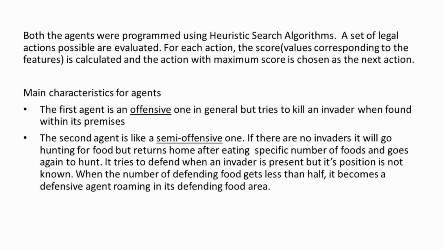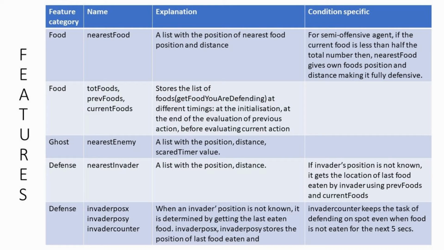Programmed using general heuristics. The first agent in general is an offensive one but kills a nearby invader. The second agent is a semi-offensive one. By default, it goes hunting but becomes defensive when an invader is present or a specific number of defending food is lost. Nearest food and nearest invader give the position and distance of the nearest food and invader respectively.